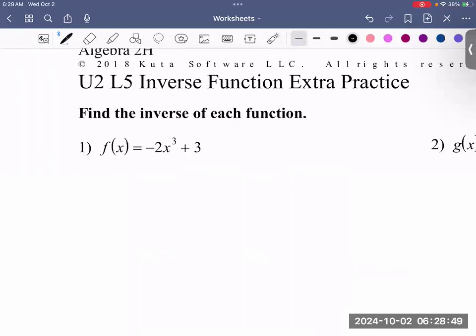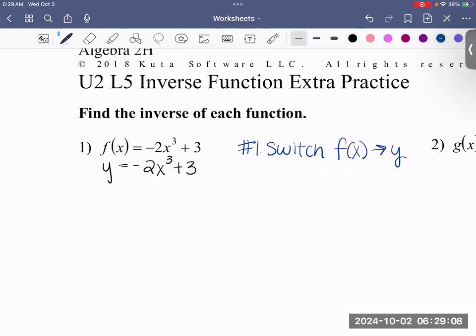So first, as we're going through to find your inverses, we have f of x here. Our first thing is to switch f of x to y. So now you have y equals negative 2x cubed plus 3. Our next step is to switch your x and your y's. So these are going to reverse. Now y becomes an x and x becomes a y.